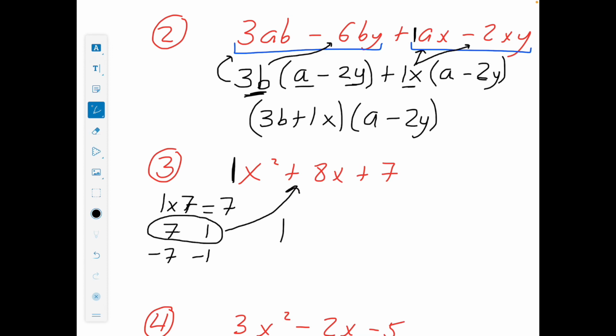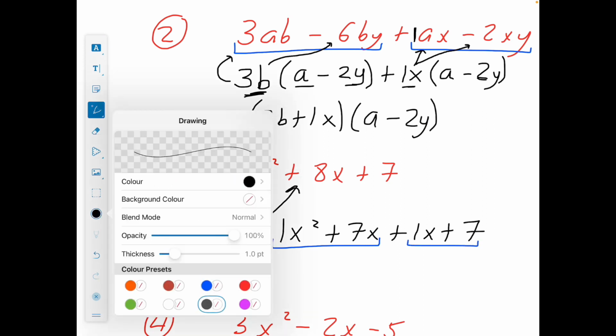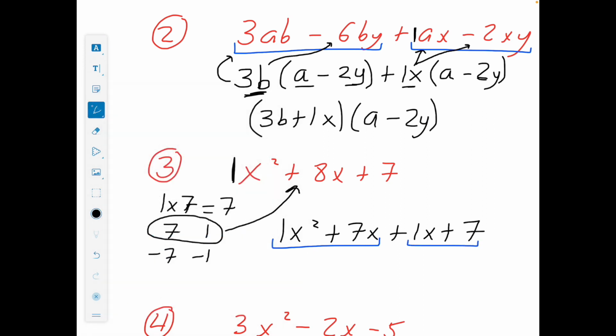So now I'm going to rewrite my question, but instead of writing 8x, I'm going to add 7x plus 1x. So our new question is 1x squared plus 7x plus 1x plus 7. Now, go back to a grouping question because there's 4 terms. So the first 2 together and the second 2 together. So biggest number that will divide into 1 and 7 is 1. What letter do they have in common? So they both have an x. One is an x squared, one is an x.